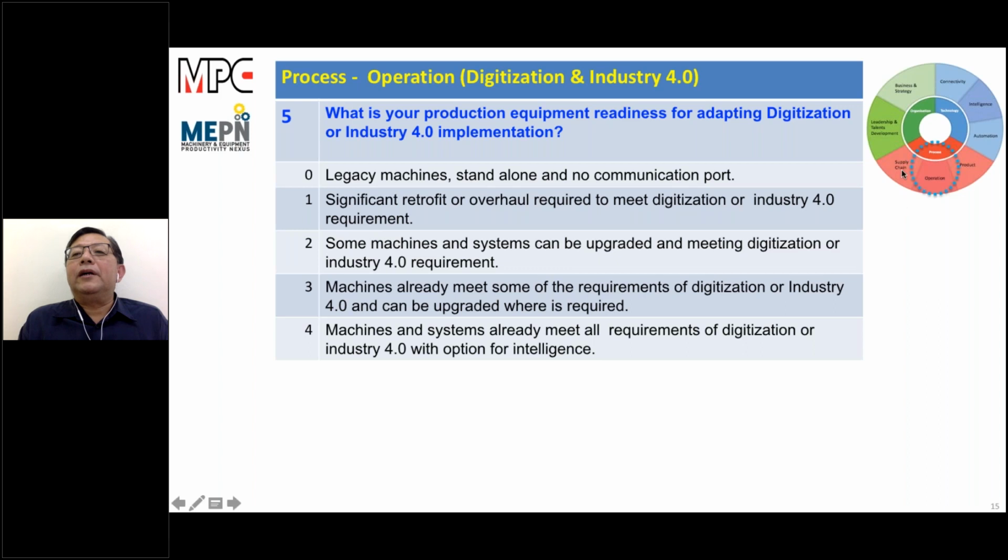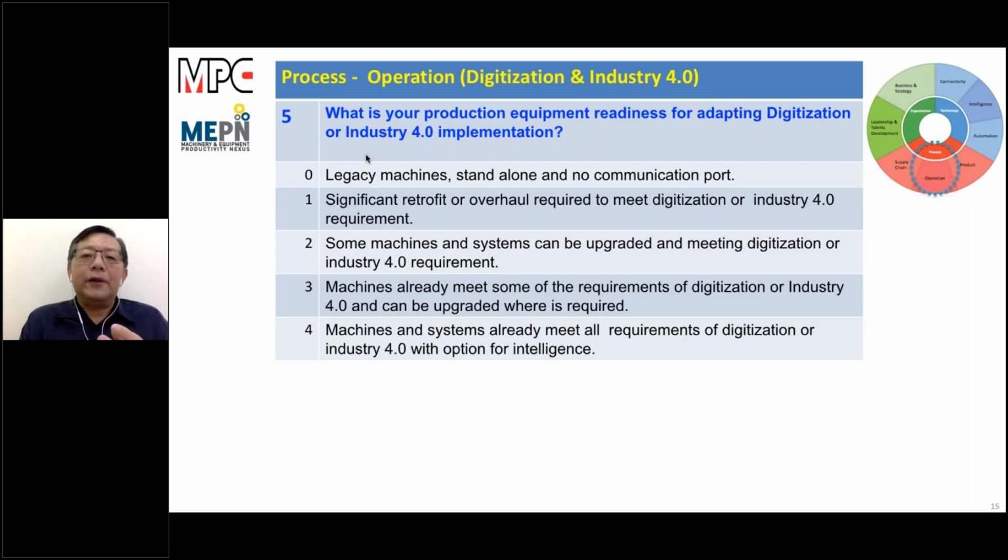the area of the process. Okay, we are in the questions on process. The question on process covers digitization and Industry 4.0. The area that we want to touch on is: what is your production equipment readiness for adapting digitization or Industry 4.0 implementation? That means you are running a manufacturing plant, your production equipment, are they ready to adapt or not? What is the current readiness? Okay, what is the status?